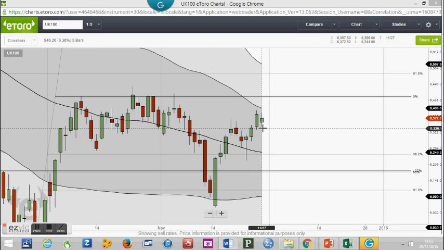So we got a nice bullish day, quite a nice day. Not as nice as Thursday, but a nice day. I like bars like this and like this. So that's a bit sidetracked.